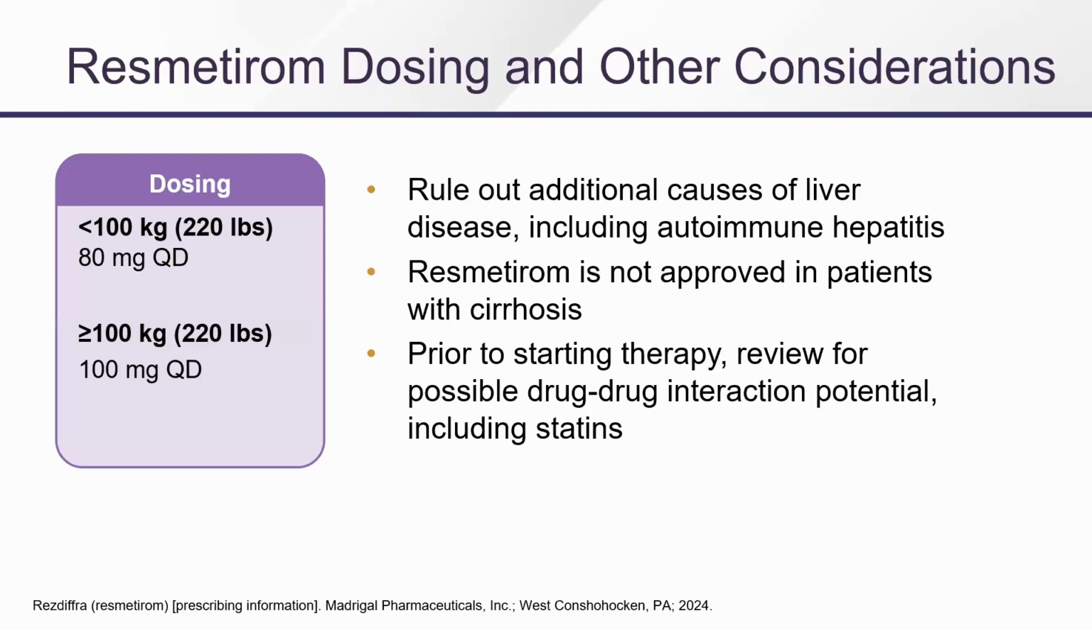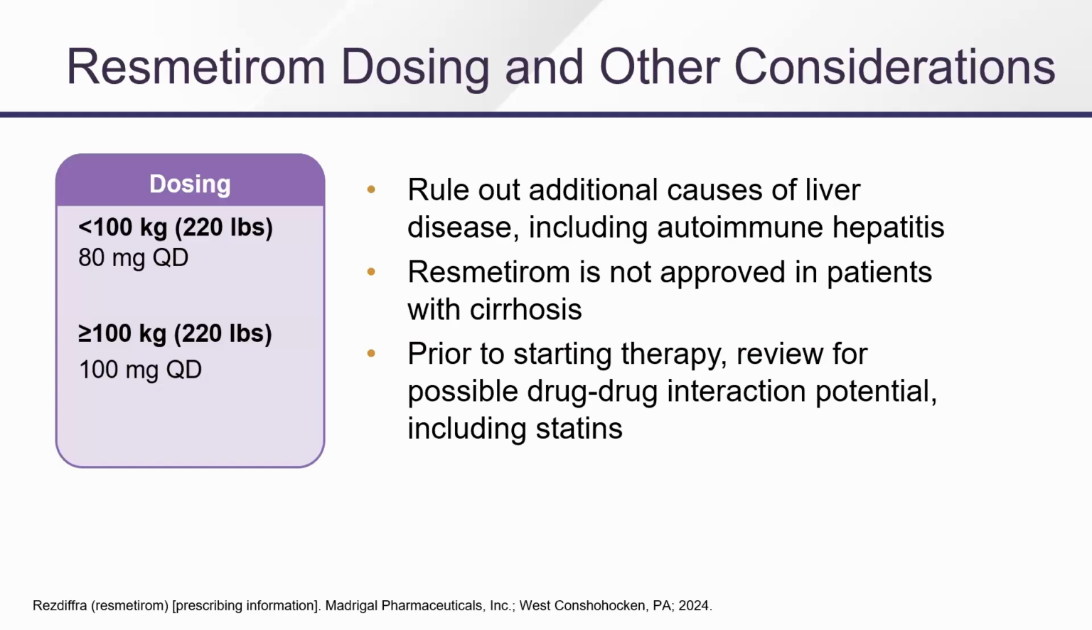Dosing is very easy. If the patient is less than 100 kilograms or 220 pounds, they are going to get 80 milligram tablets. If they are greater than 100 kilograms, they're going to get 100 milligram tablets. Certainly, we want to make sure that we rule out alternative causes of liver disease, such as autoimmune hepatitis.